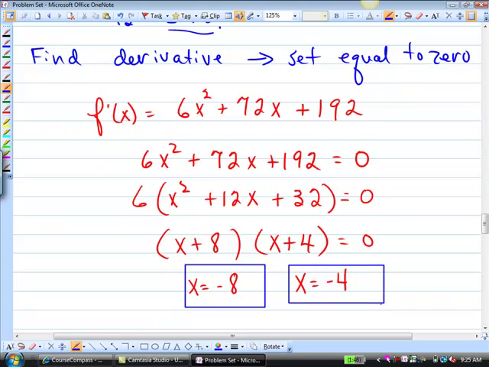Those are the two places where the tangent is equal to 0. That's where the tangent line is horizontal, because the slope is equal to 0 at those points. So that's your tactic for that one. Find the derivative, set it equal to 0, solve for the x values, whatever they are. That'll be your answers.